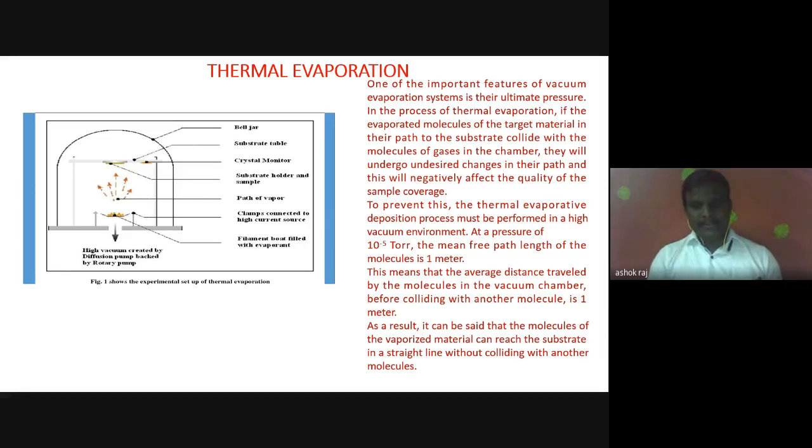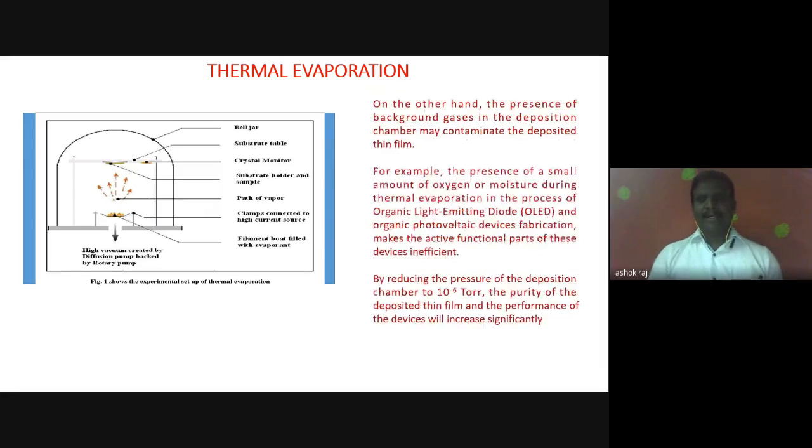Okay, so the 10 to the power of -5 torr restricts the molecular interactions between the evaporant and the gas filled within the bell jar. As a result, the molecules of the vaporized material can reach the substrate in a straight line without colliding with other molecules. The other interaction is with the background gases.